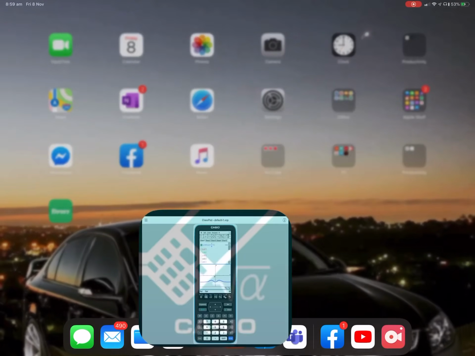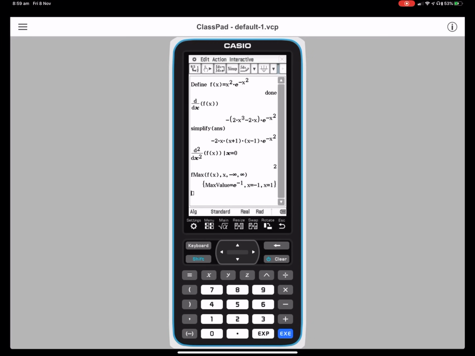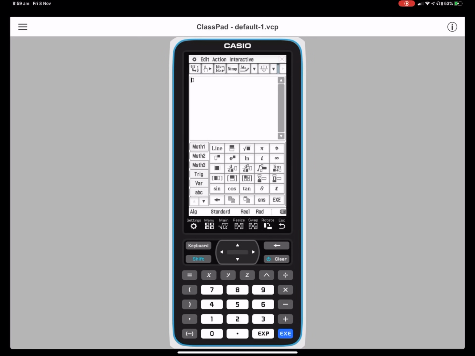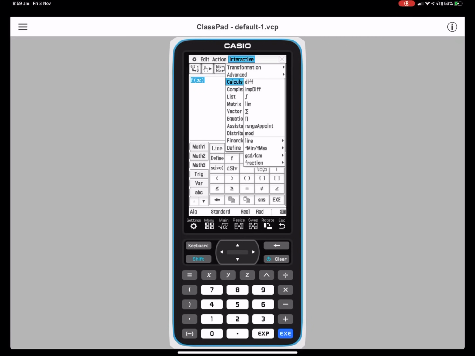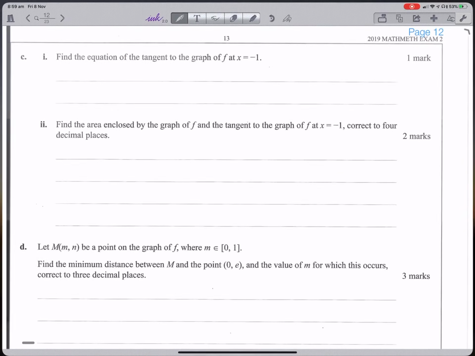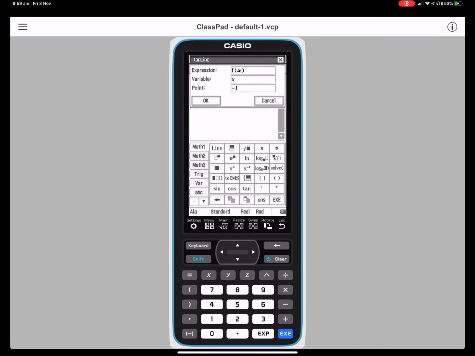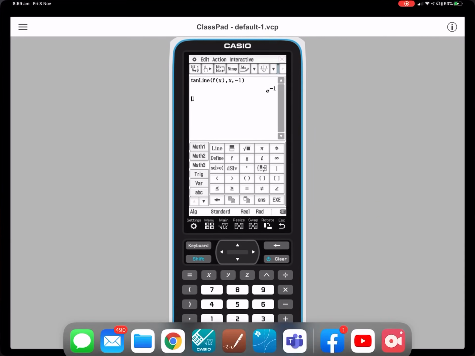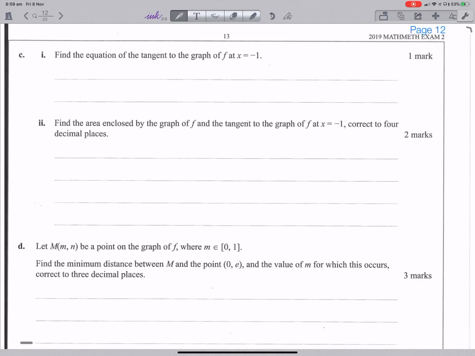Find the equation of the tangent at negative 1. So f of x, interactive calculation, line, tan line, was it negative 1 or 1? Negative 1. Y equals 1 on e, so it's just a horizontal line.